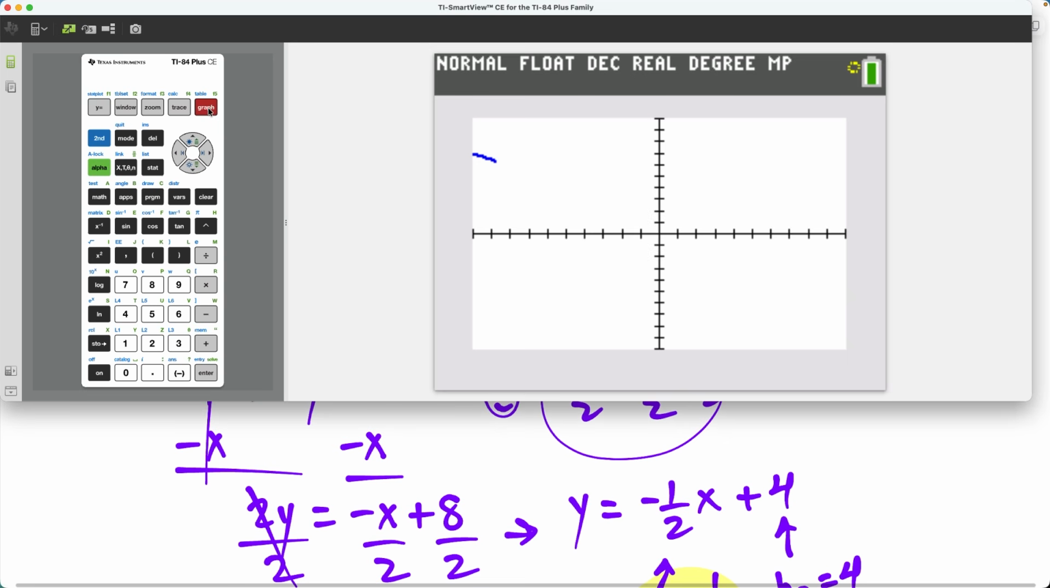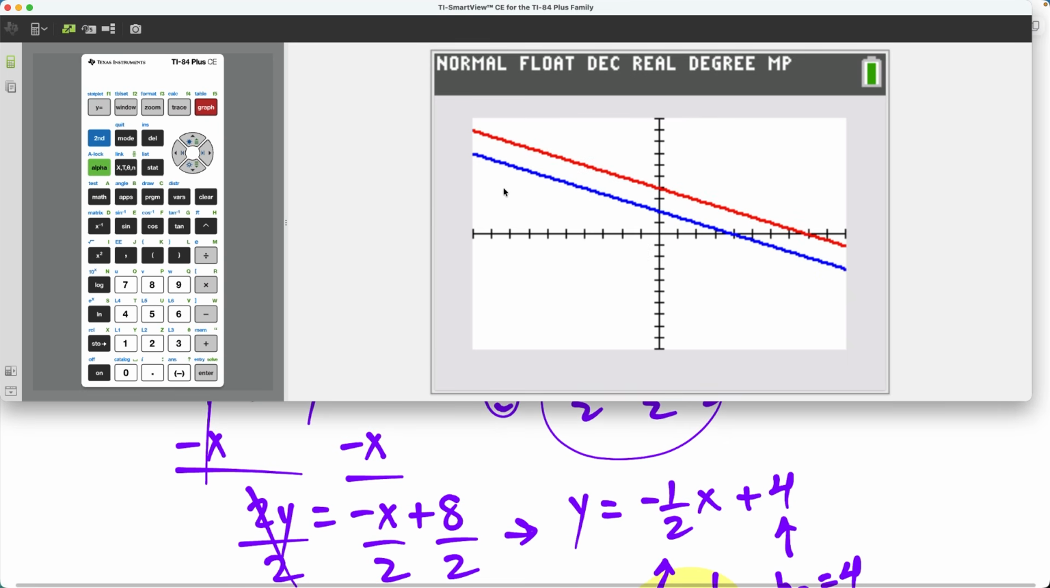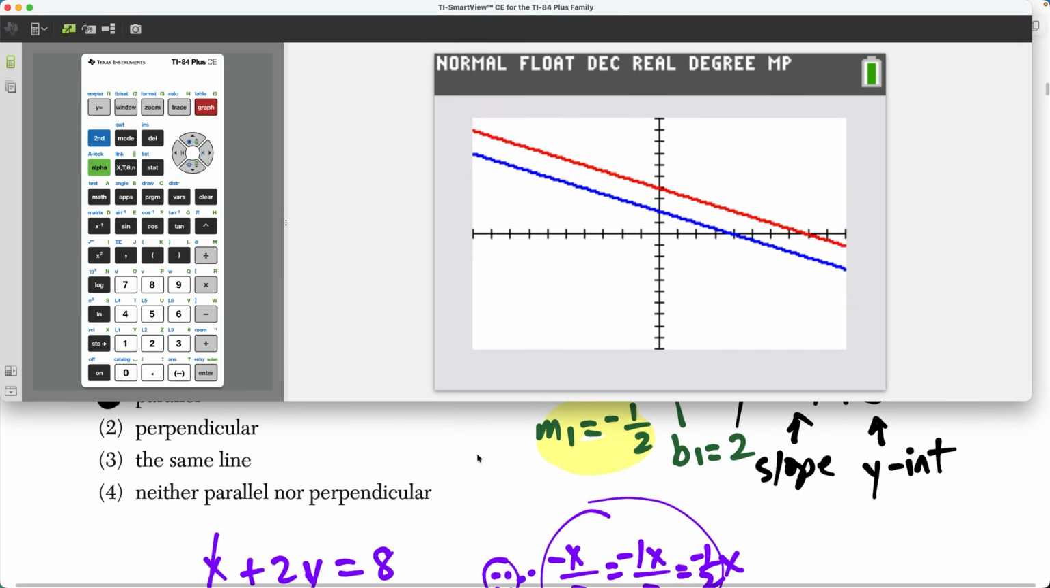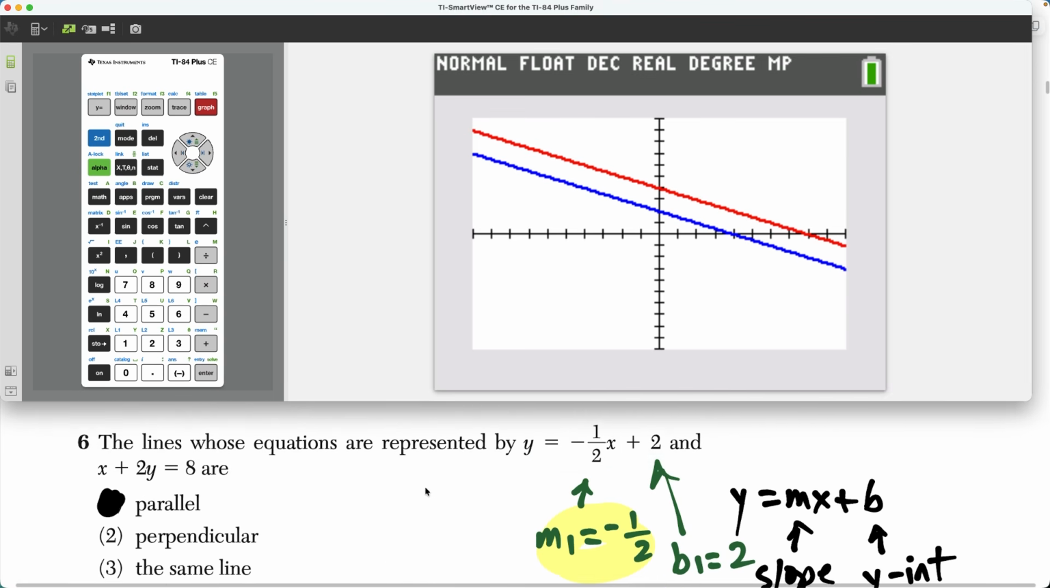And then I graph both of these. And notice that these lines are, in fact, parallel. Okay, they have the same slope and a different y-intercept, so they are not going to intersect. If the two lines had the same y-intercept, then the answer would be choice 3, the same line, because they would overlap each other completely. But choice 1 is our answer.